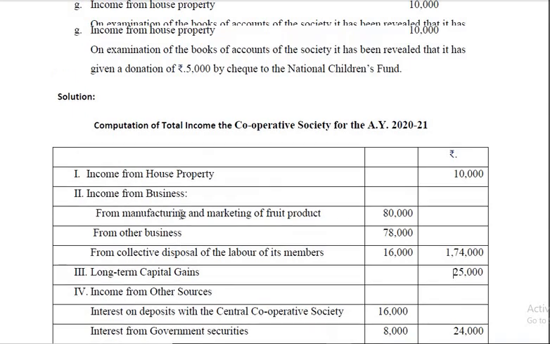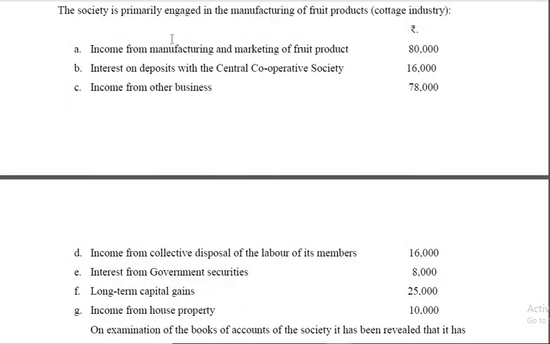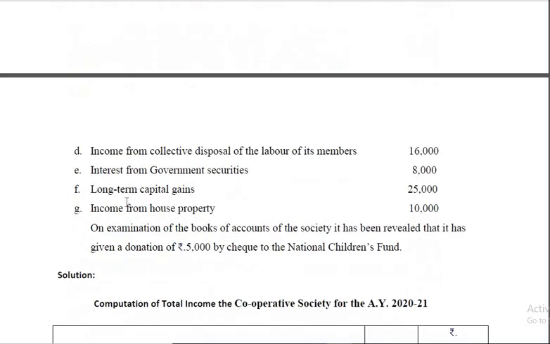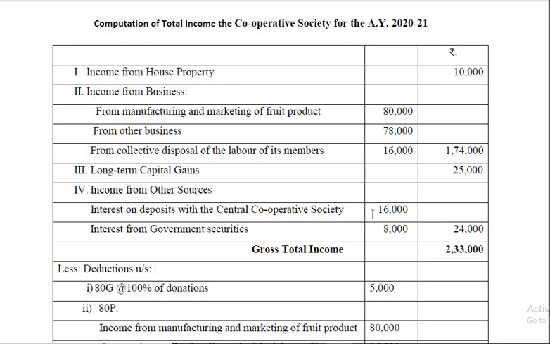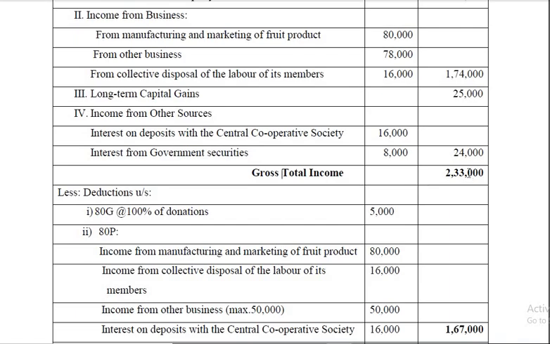Income from other sources, you have got 2 items here. One is income on deposits with the cooperative society, and the next one is interest from government securities. So the 2 items put together are 24,000. If you add up all these things, then you will get the gross total income. So 2,33,000 is the gross total income.